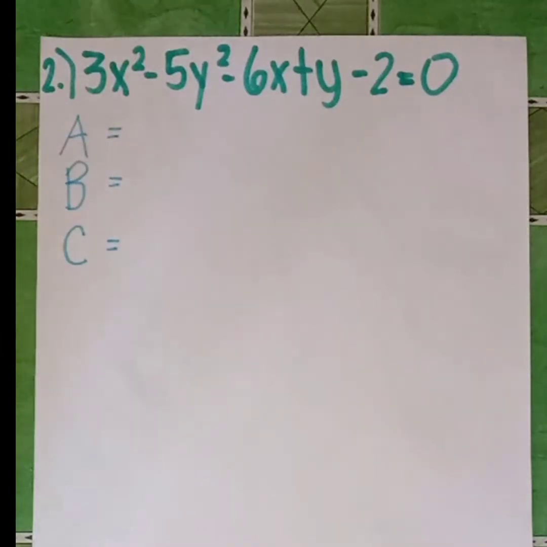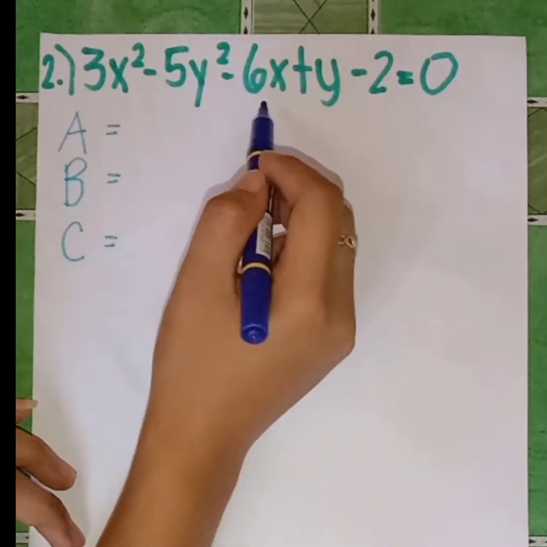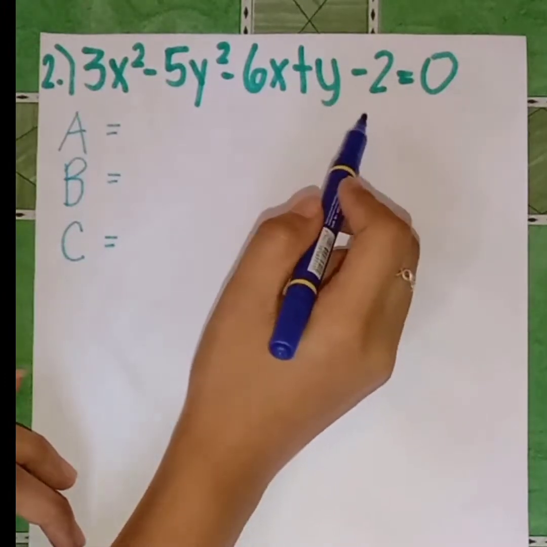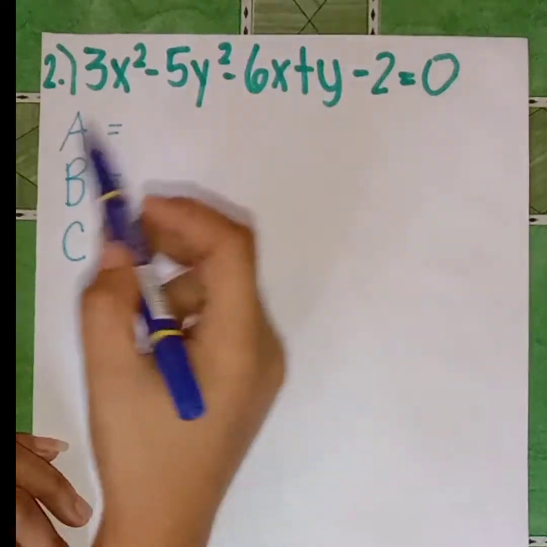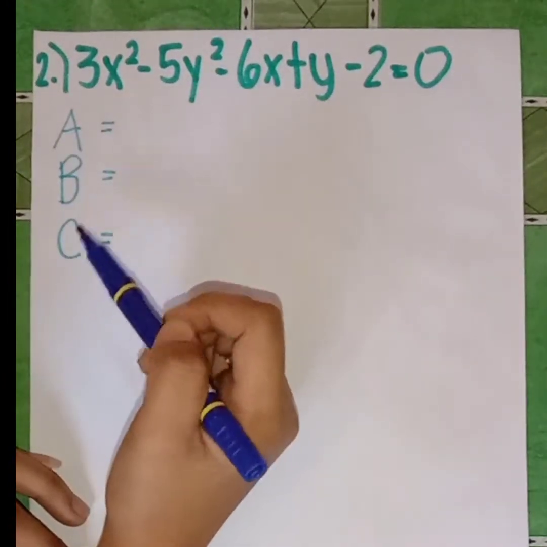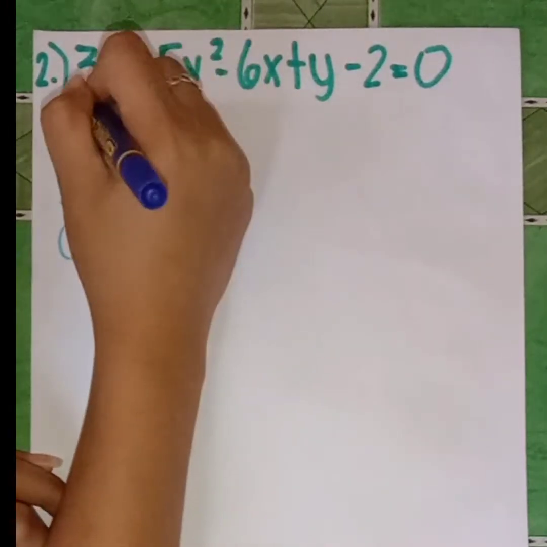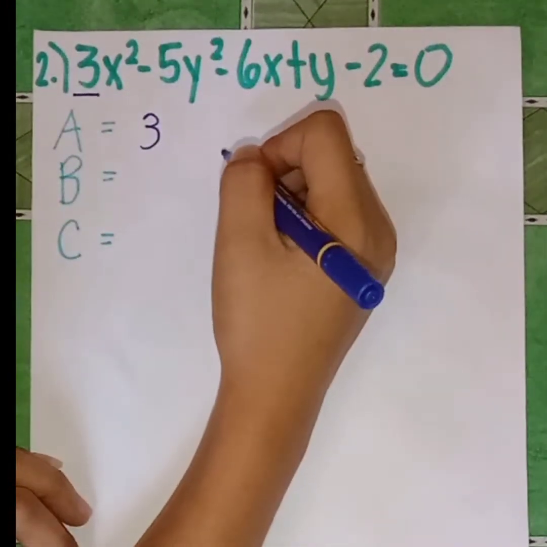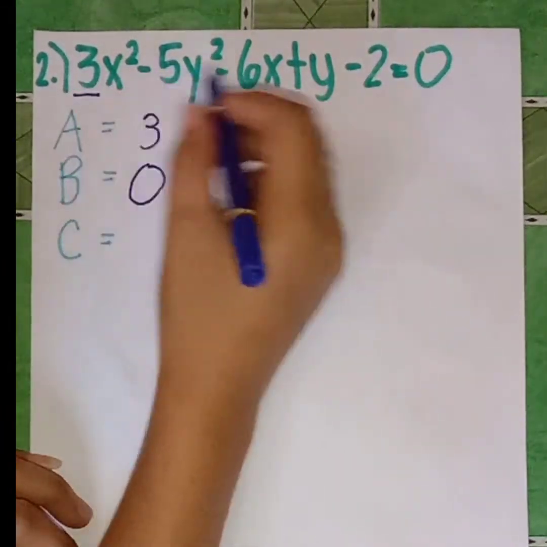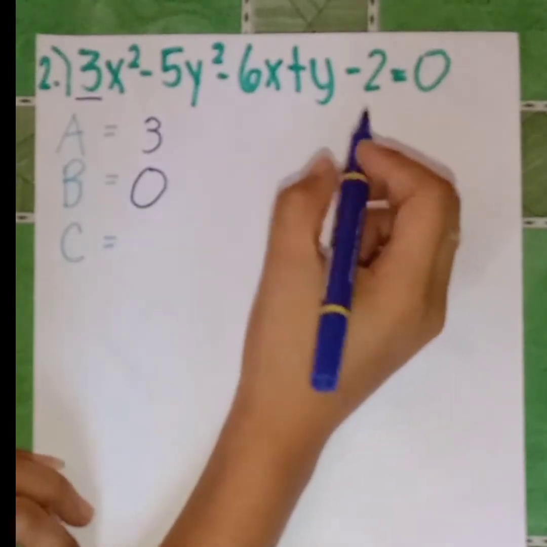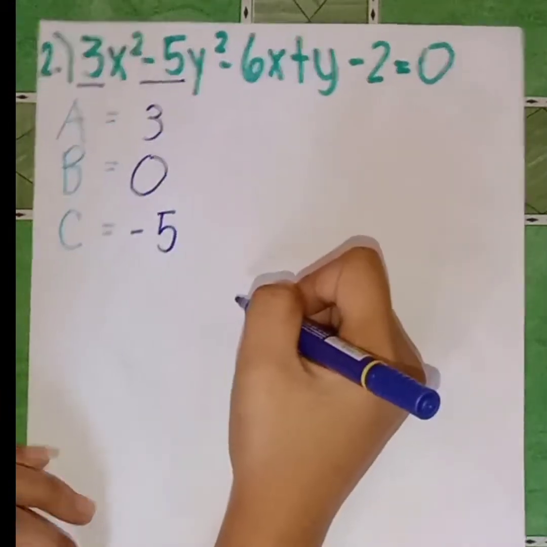Another example is 3x squared minus 5y squared minus 6x plus y minus 2 equals 0. First, we will identify the coefficients A, B, and C. So, coefficient A contains positive 3. Our coefficient B contains 0 since there is no xy here. And our coefficient C contains negative 5.